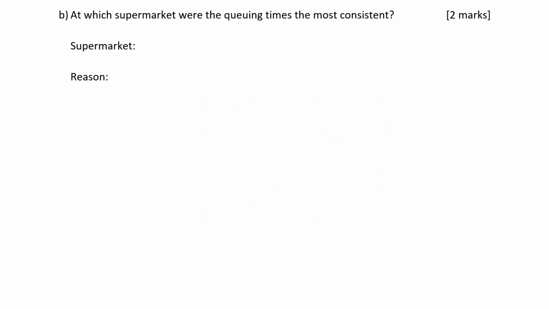Okay, we're not done. There are more questions to answer. So part B says, at which supermarket were the queuing times the most consistent? Okay, so consistency is, they're talking here about dispersion, how widely spread out your values are. Now, box plots actually have 2 different measures of dispersion included. You've got the distance between, or how wide the box is itself, that's your interquartile range, and you've got your whiskers that spread out to the highest and lowest values. So if you subtracted one from the other of those, it would give you the range. So box plots give you the range and the interquartile range.